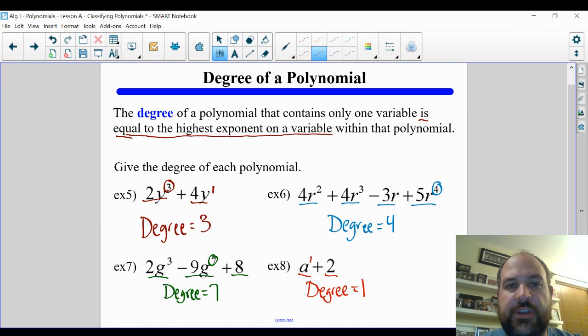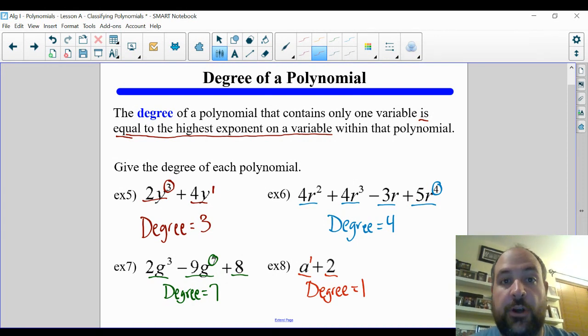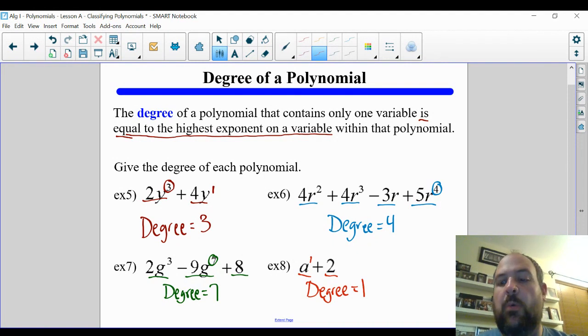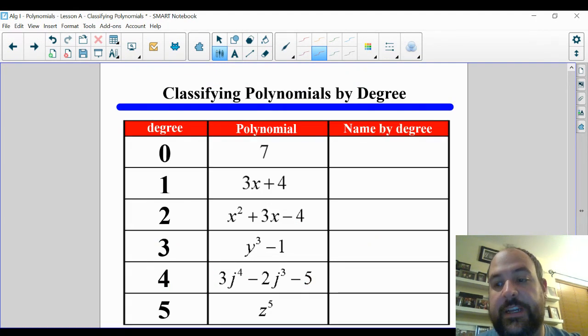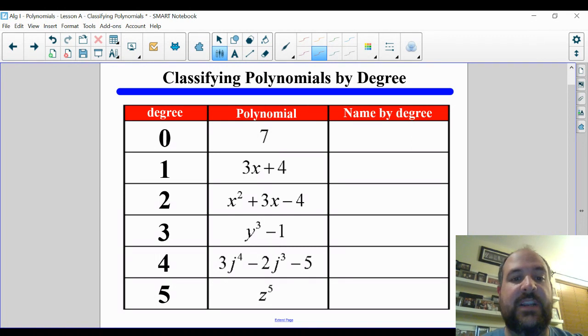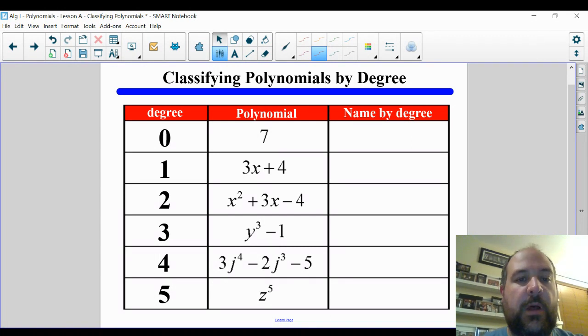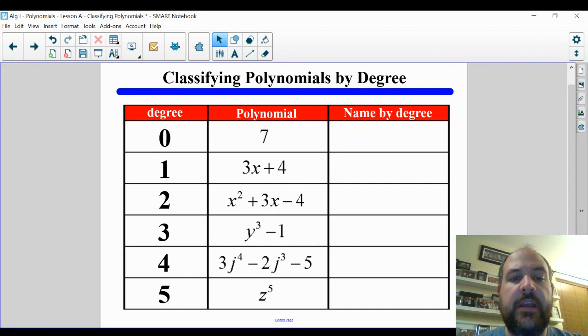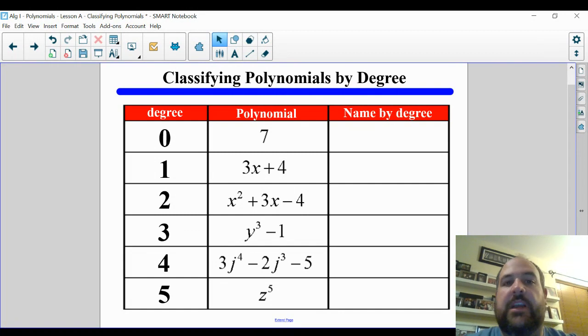All right, so now let's look at our classifications, because just like with the number of terms, we found that there were special names. Here, when we look at the degrees, we're going to see that there are specific names for different degrees of polynomials. And remember, we said polynomials can be variables or numbers or a combination. So in the first polynomial here, we have just 7. That is degree 0 because there is no variable, which means this is just going to be called a constant.